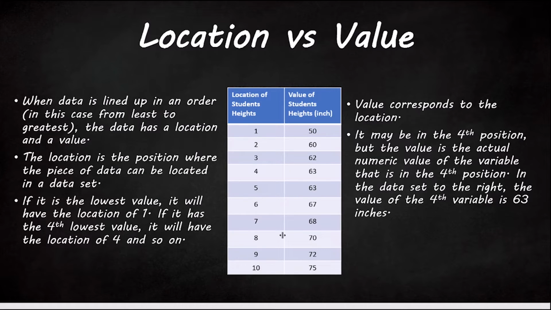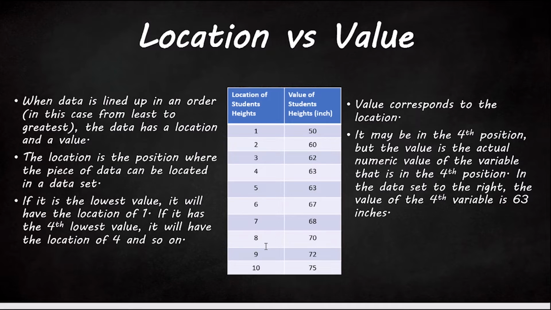When data is lined up, each one of them has a position or a location and a value. Their location might be one number, but the value associated with that location is most likely going to be a different number. The location is the position where the piece of data is located in the data set.